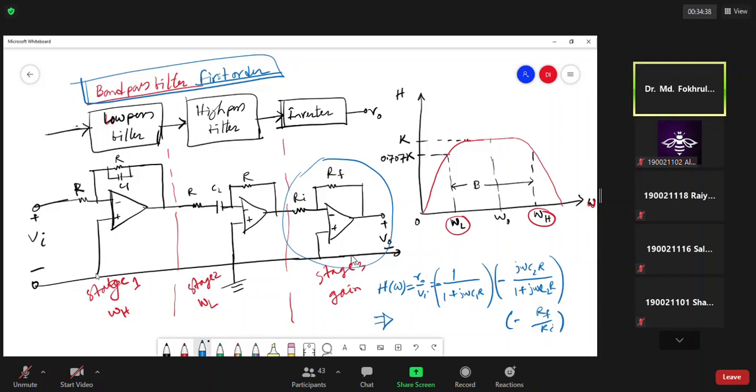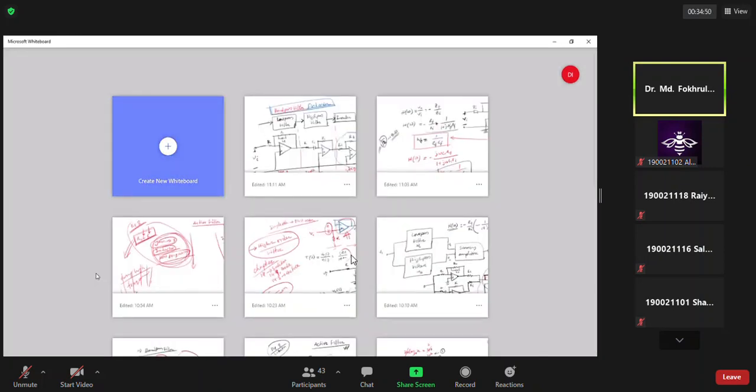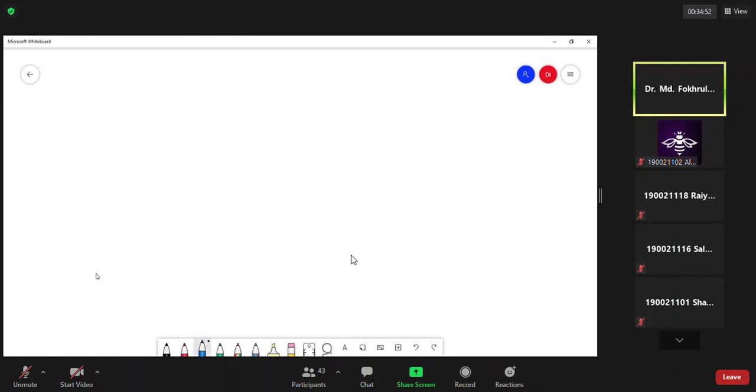Similarly, based on this first order low pass and first order band pass, we can design the first order band reject filter. First order band reject or band stop filter.